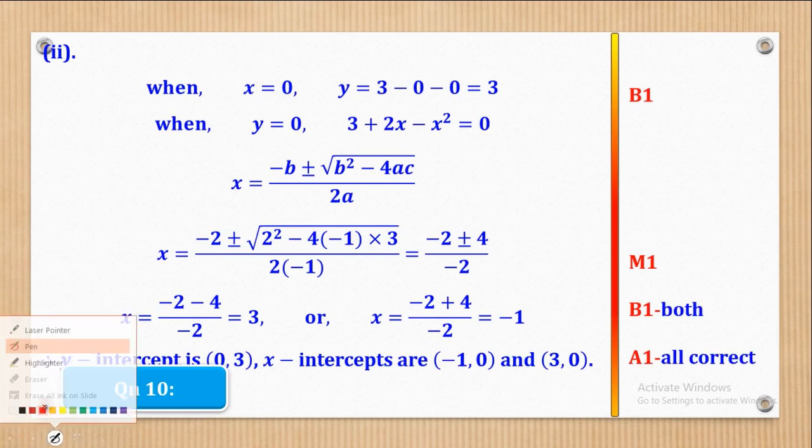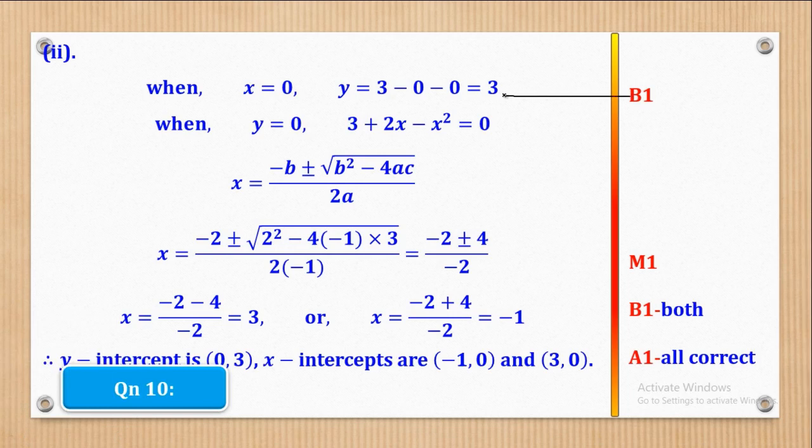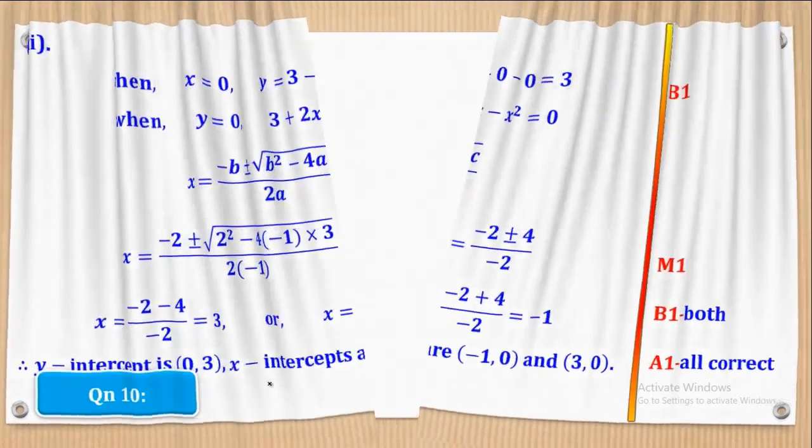So now we shall see how marks can be awarded. So this B1 will be for you to get the y value when x is equal to 0, and this M1 is for you to substitute in the formula, and B1 is for both x equal to 3 and x equal to -1. Now this A1 is for the intercepts, both y and x intercepts.